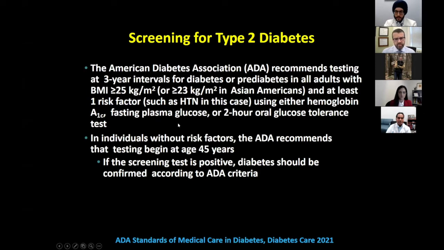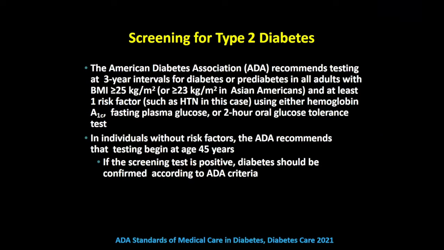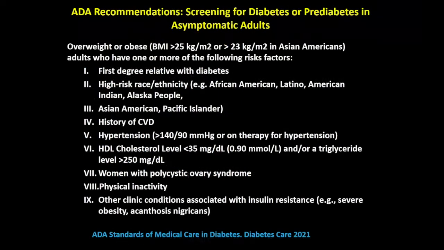If we look at individuals without risk factors, someone who falls in a low risk group, then age 45 is when screening should start. So it's just good to talk about those initial definitions first. Who's at risk? Who are the people who would be considered at risk in terms of risk factors? So some of these you would expect.